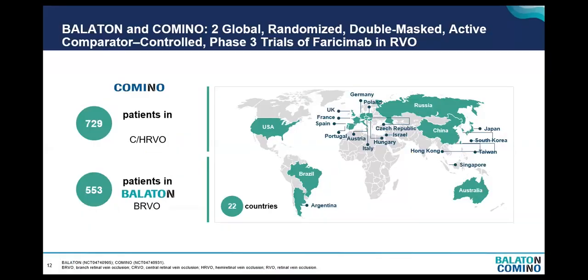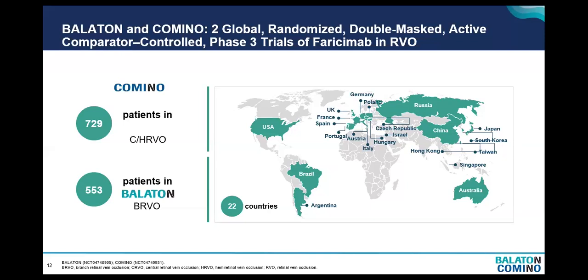So what were BALATON and COMINO? These are randomized, double-masked, active comparator controlled trials, phase 3. When I talk of active comparator, basically we mean you're comparing molecules that are already active, they're already working. So for example, you're comparing aflibercept and faricimab. You can compare different kinds of molecules. It can be in any other field.